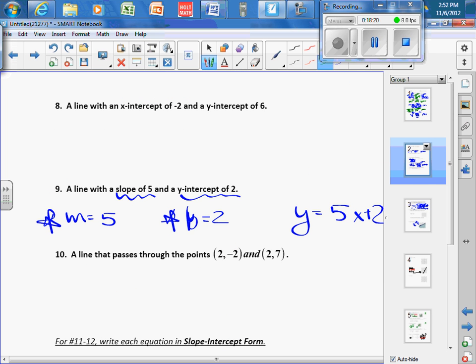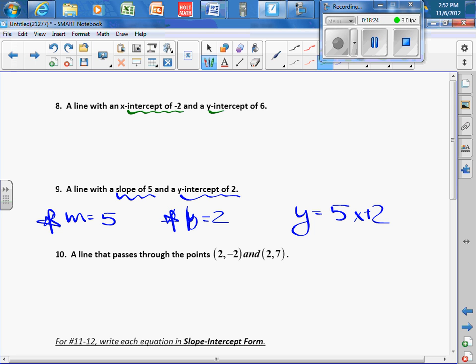We have number 8. A line with the x-intercept is negative 2 and the y-intercept is 6. Well, again, here is very similar to the last problem that we did. The y-intercept is 6. You can write that down. But how are we going to find the slope? It's not negative 2. But what you can do is write down the point negative 2, 0. Write down the point 0, 6. And this is what we're going to use to find the slope.